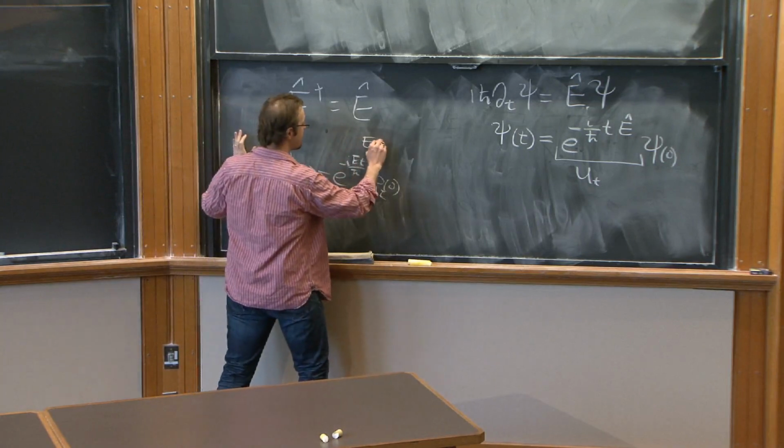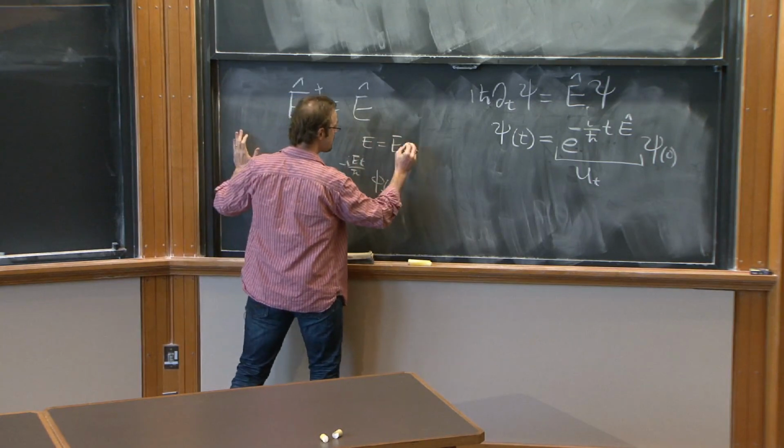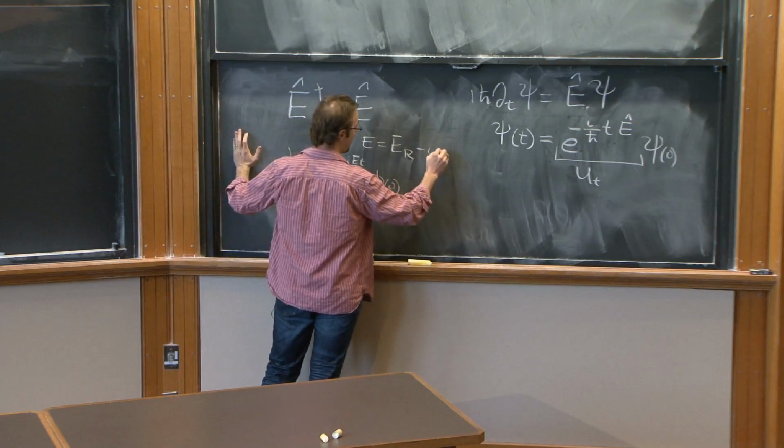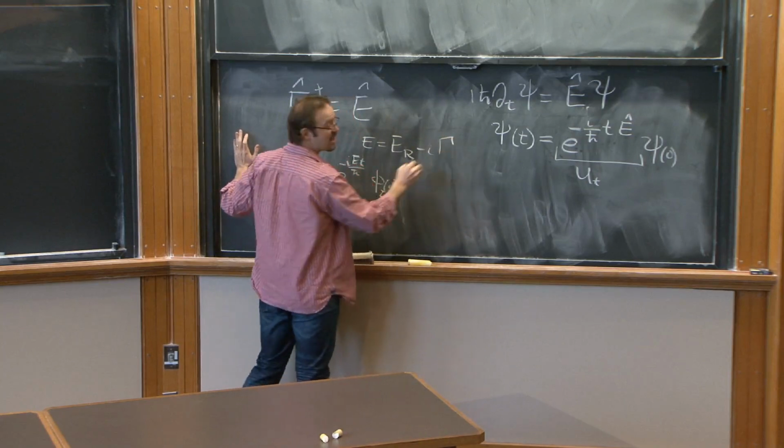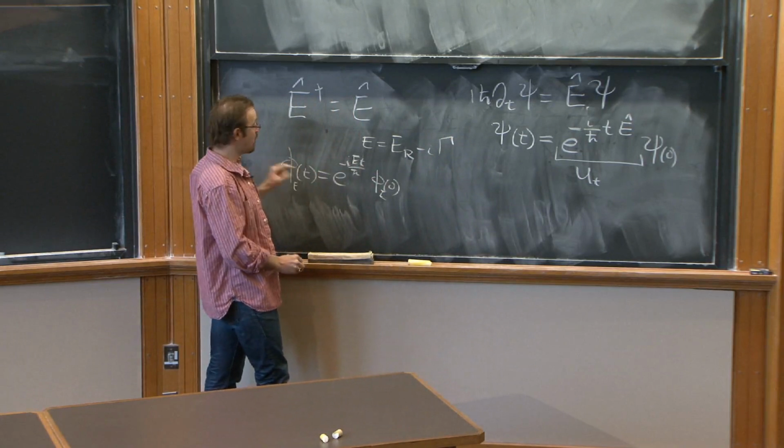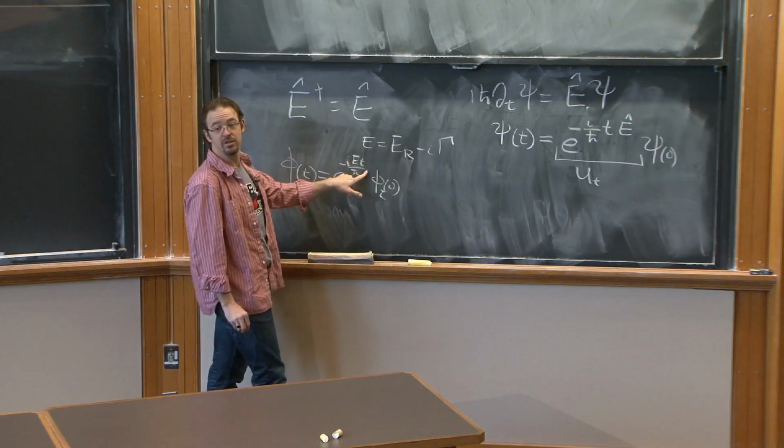Now imagine E is complex. Exactly, let E be complex. So E is going to be E real minus i gamma, some imaginary piece. So what that's going to give me is an e to the minus gamma t.